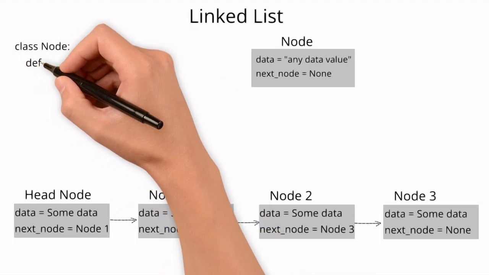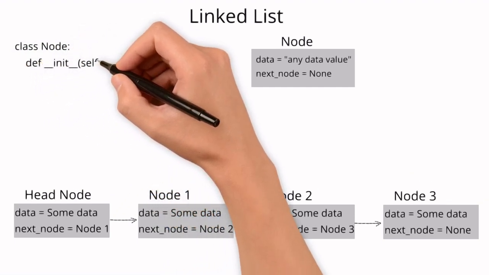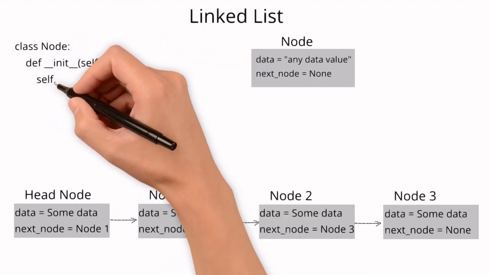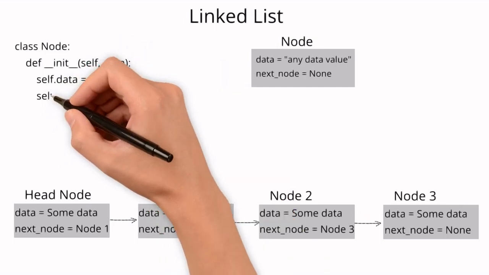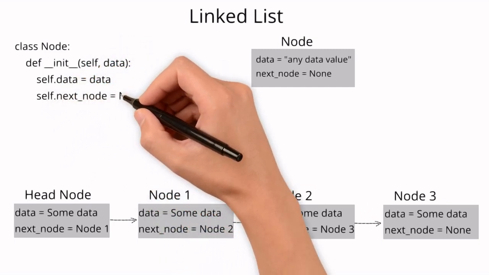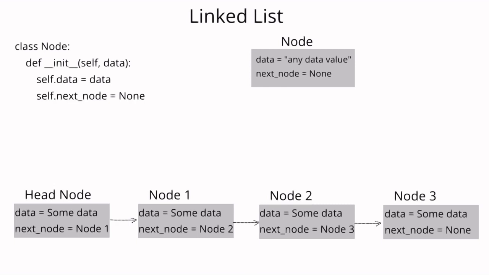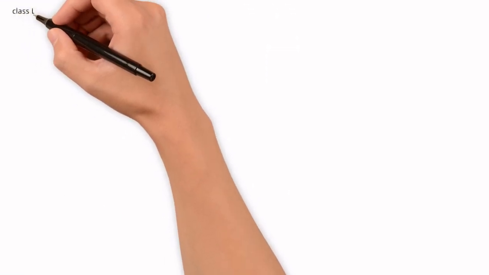Node class. To create a linked list in Python, we start by defining a node class. Each node object will have two attributes, data and next_node. The data attribute holds the data for the node, and the next_node attribute holds a reference to the next node in the list. Initially, the next_node attribute is set to None.